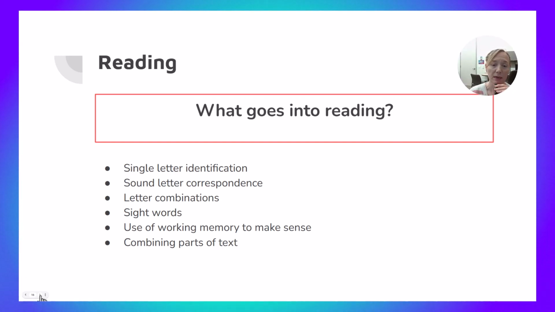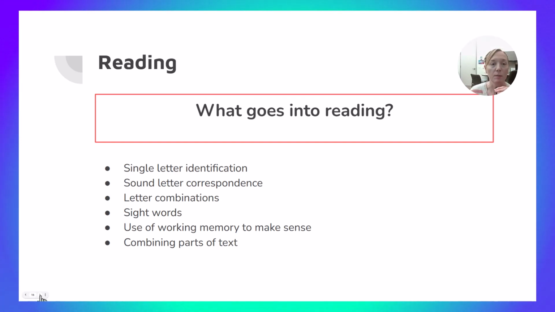After we have sight words, we're going to be able to use our working memory to make sense of text. So we have to be able to hold things in our brain while we read. As we're reading, it's not just about reading the words, it's about retaining that information so we can make sense of it.